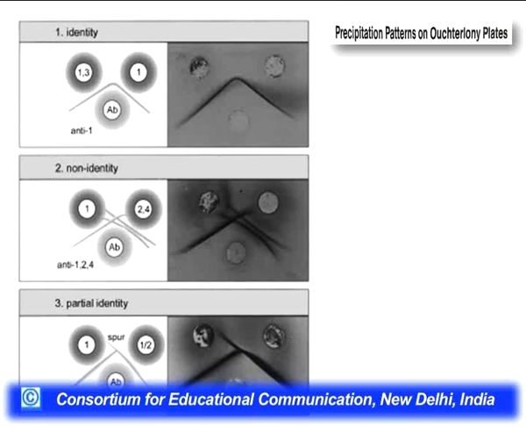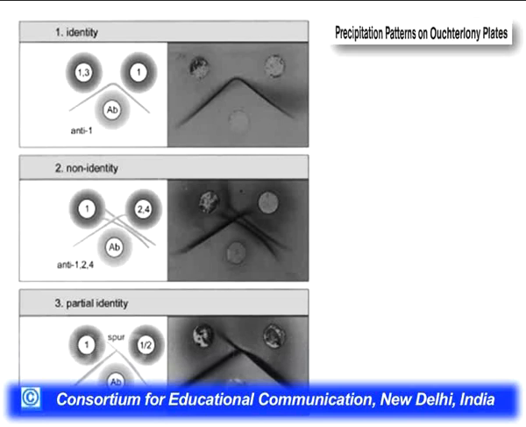Here I have shown three major patterns which are found. The first is the identity precipitation pattern, the second is called non-identity, and the third is called the partial identity precipitation line. The first is called identity because the two antigens loaded in the two wells are similar, and the antibody loaded in the center well is the anti-1 antibody. This anti-1 antibody is against the antigen loaded in both the wells. Both wells have the similar antigen, so a V kind of precipitin line is formed. We can easily say that both the antigens are the same.